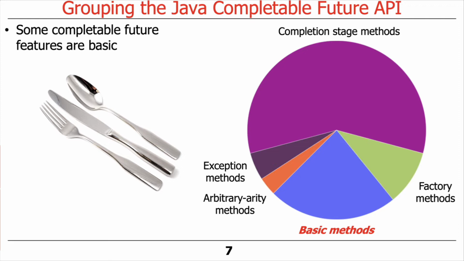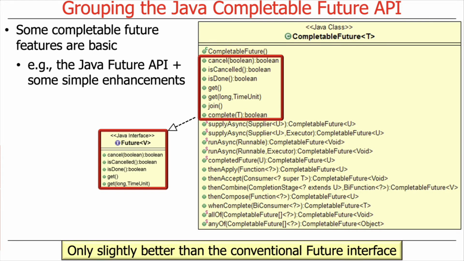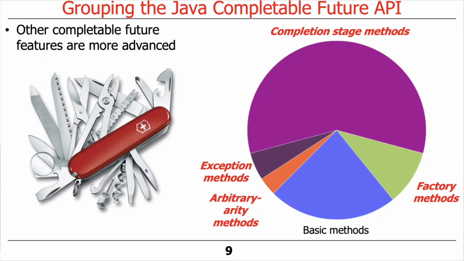Out of the 60 methods, there's probably about 7 or 8 of them that are the basic methods. These are the ones that, as I said, implement the Future interface and do a little tiny bit more. But the bottom line is, if you only limited yourself to the basic features of Completable Futures, you would completely miss the purpose of why we have the rest of this wonderful framework. So they're there, but they're not very widely used. Probably the most widely used is the join method, and we'll talk more about that later.